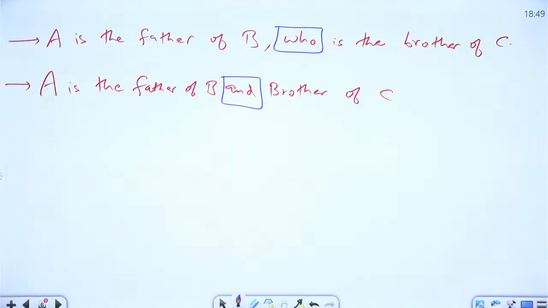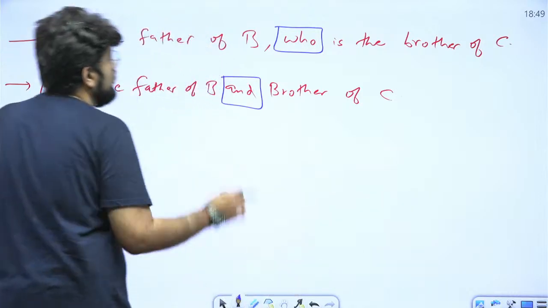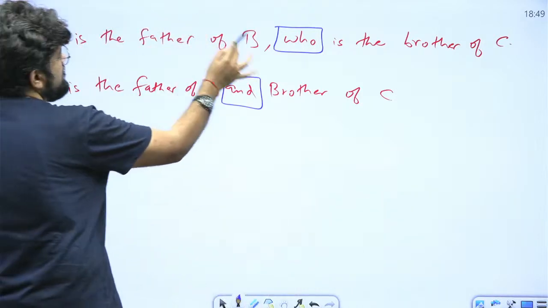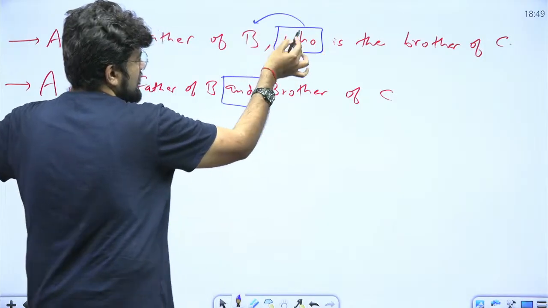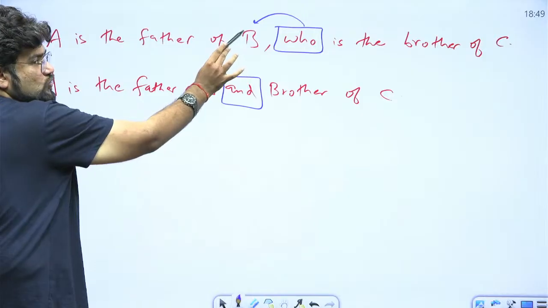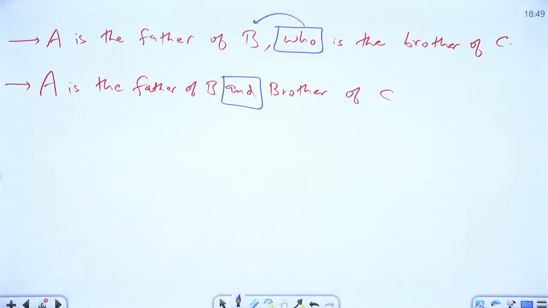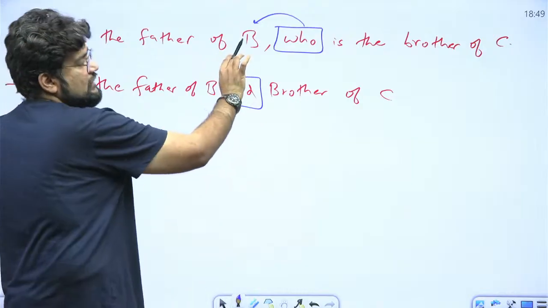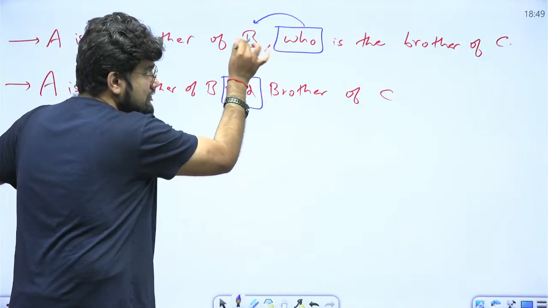Whenever you read the word who, in the first case you're saying A is the father of B, who is the brother of C. So this who will always talk about the first person while going back. From who, if you start coming back, the first person you encounter, this who actually depicts that person. It's an antecedent. So who talks about B here. A is the father of B, who is the brother of C. This is B. B is the brother of C.